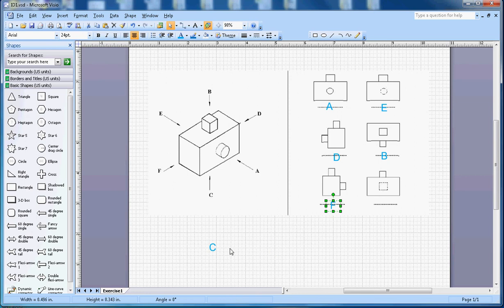And C, there is only one left, and that is when you look from the bottom, you cannot see this piece here because of this middle part. So this shape will go in the dotted. Okay, and there is only one left, so C will go here. So this is the completion of exercise number one.